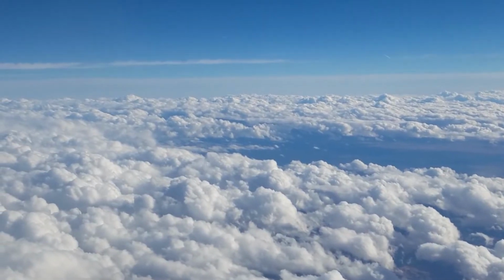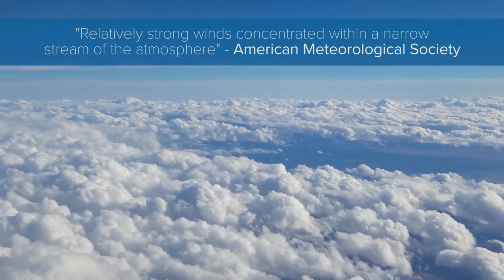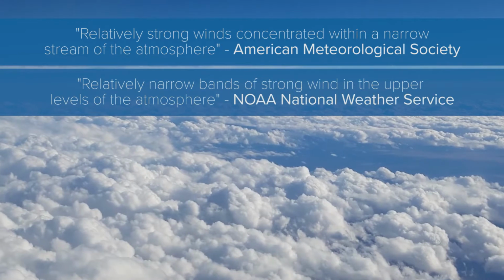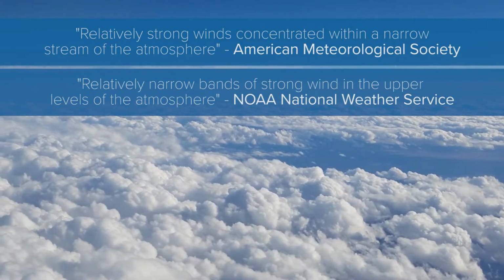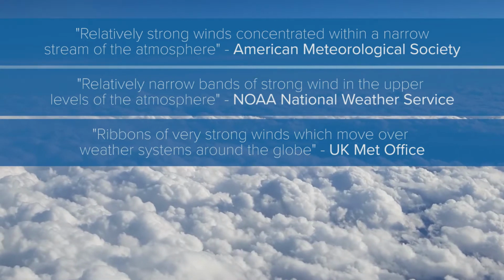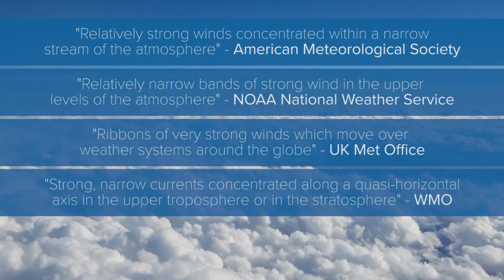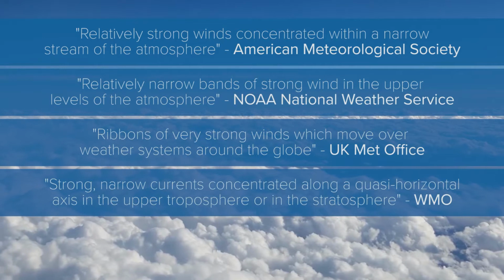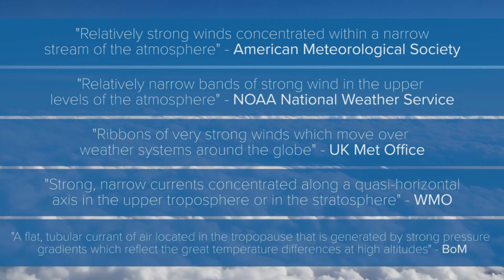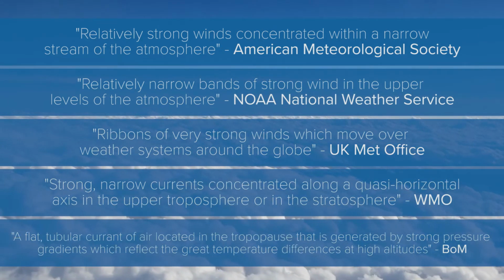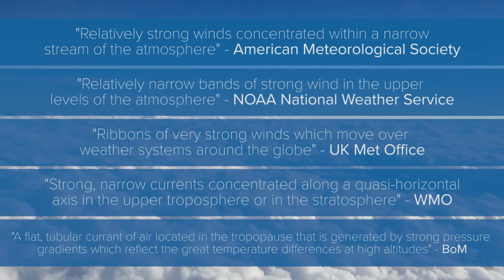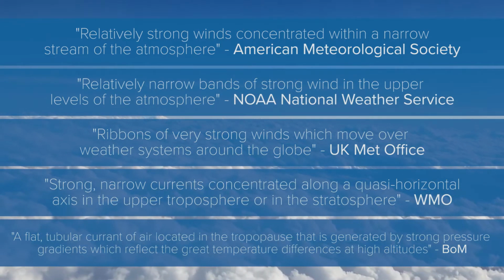Definitions of the jet stream include: relatively strong winds concentrated within a narrow stream of the atmosphere; relatively narrow bands of strong wind in the upper levels of the atmosphere; ribbons of very strong winds which move over weather systems around the globe; strong narrow currents concentrated along a quasi-horizontal axis in the upper troposphere or in the stratosphere; a flat tubular current of air located in the tropopause that is generated by strong pressure gradients which reflect the great temperature differences at high altitudes.